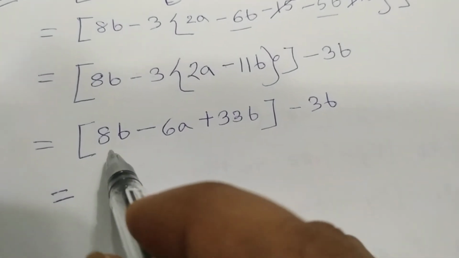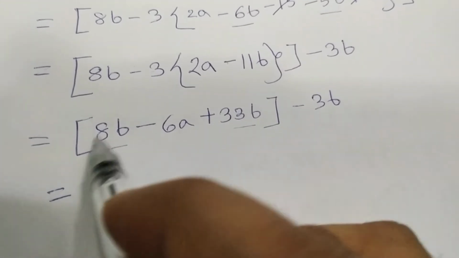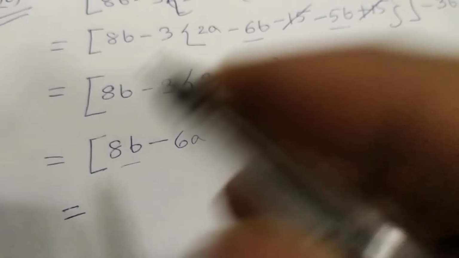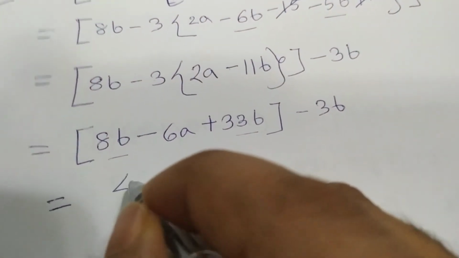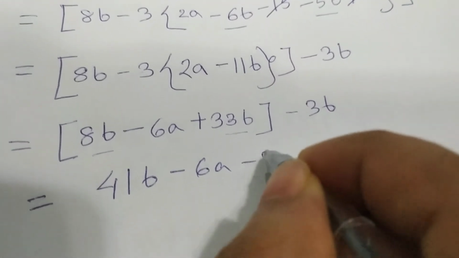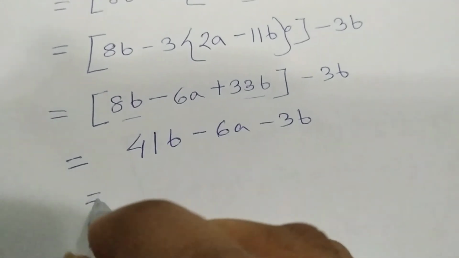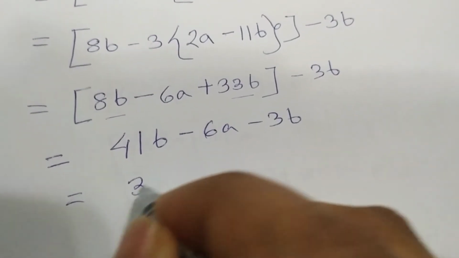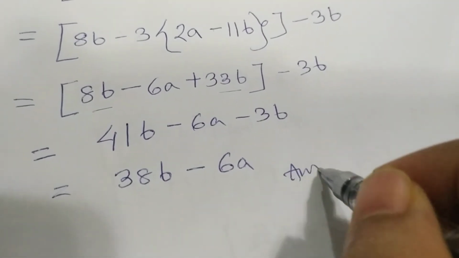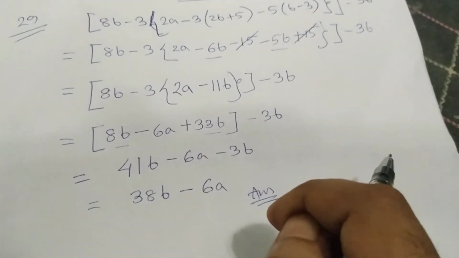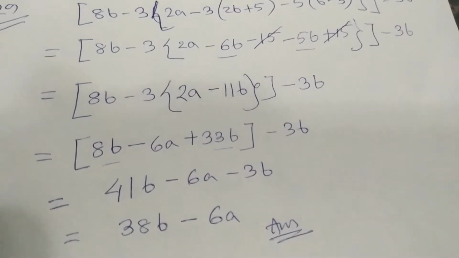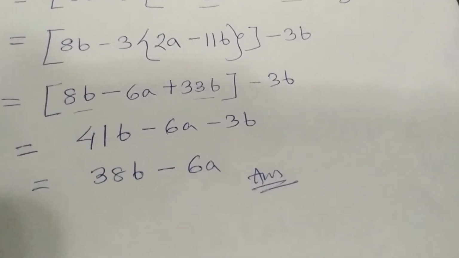So here what are the similar terms? 8b and 33b. So both are in plus mode. So 8b plus 33b is what? 41b. So now we can remove the bracket, 41b minus 6a minus 3b. So 41b minus 3b is what? 38b. So answer is 38b minus 6a. So this is my required answer. Okay, so I hope this is clear. This is also an example where I have used both second bracket and third bracket.